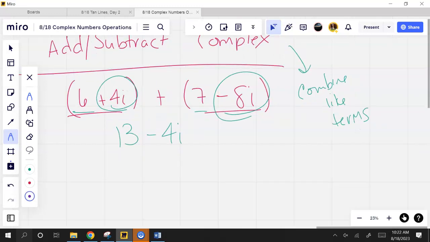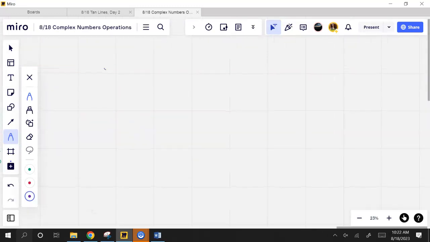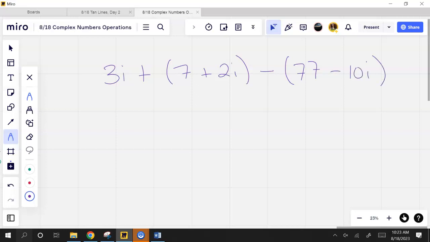One more. Let's do, y'all take too long to come up with them. 3i minus 7 plus 2i. Let's make this one plus and this one minus. 77. I like it. Minus. Now look what I have. I have imaginary plus a complex minus a complex. Okay?